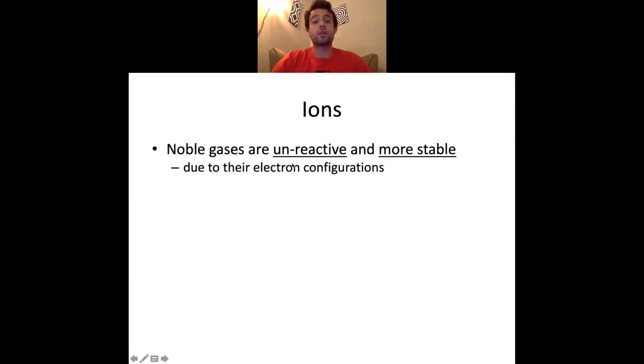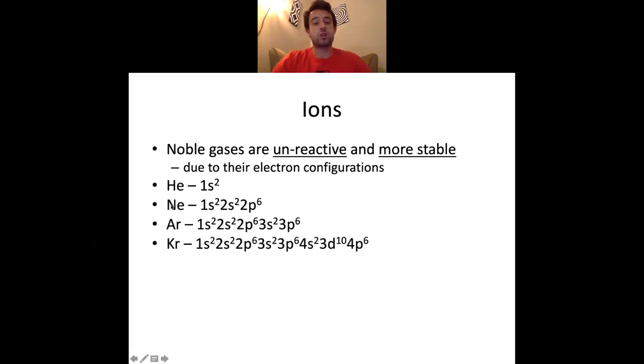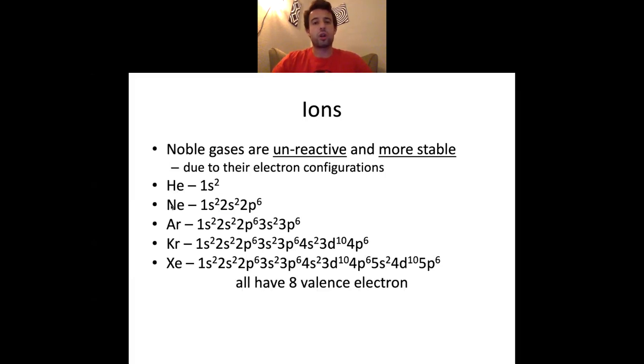Noble gases are unreactive and very stable. It's due to their electron configuration. Here's the electron configuration of He, that's helium. Neon's the next noble gas, and here's its electron configuration. I'm just going to show you all of them. One of the things I used to say is that they all have 8 valence electrons. If you look at helium, that's not really true. Helium only has 2 valence electrons.